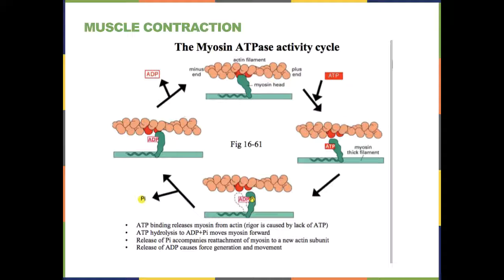The ATP is then hydrolyzed to ADP and phosphate, and this does that return stroke, gives it that high energy position. It moves up to the left. The phosphate is released, and there's an attachment to the actin subunit. And then the ADP is lost, and the power stroke occurs, and this generates the movement.